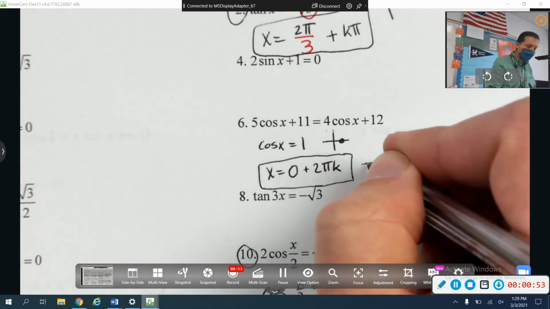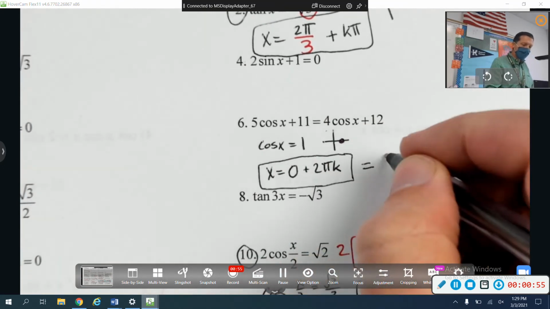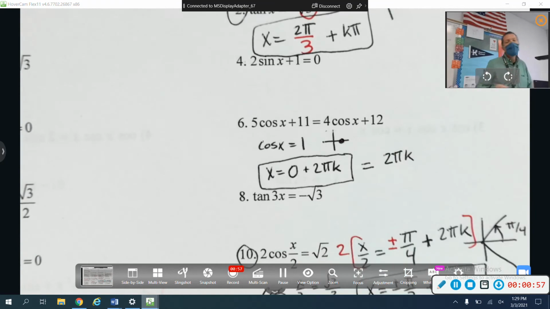And I guess if you were really thinking and you thought, well, adding 0 doesn't do anything, why don't I just write it as 2 pi k? You could do that as well.